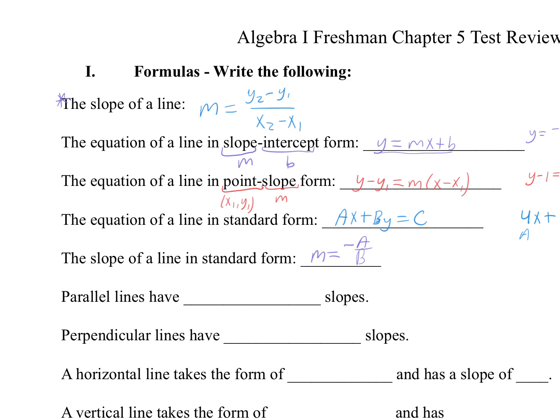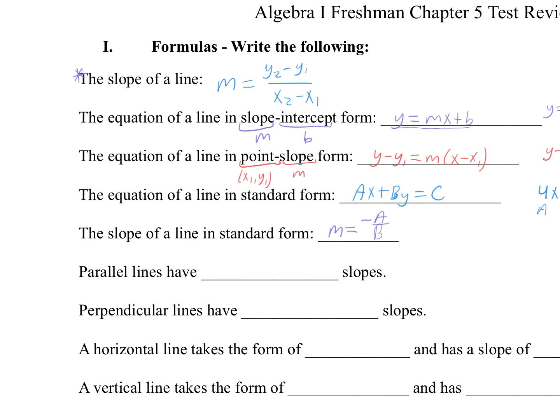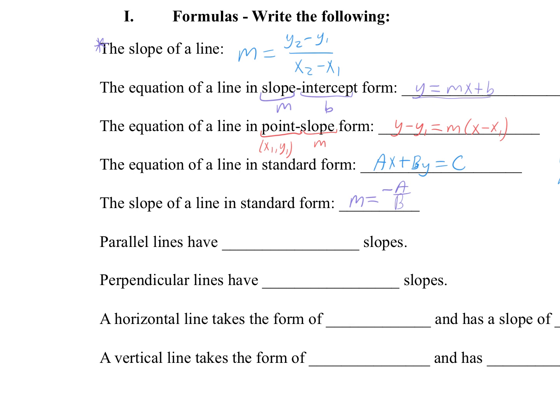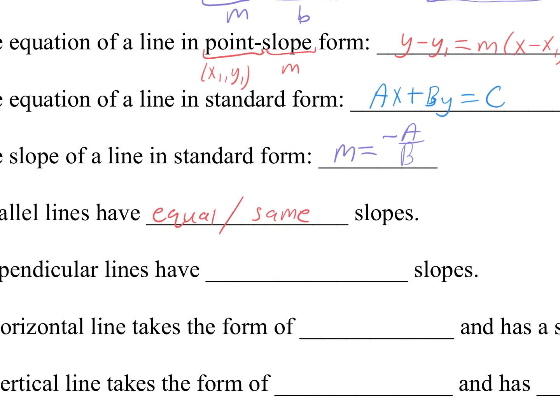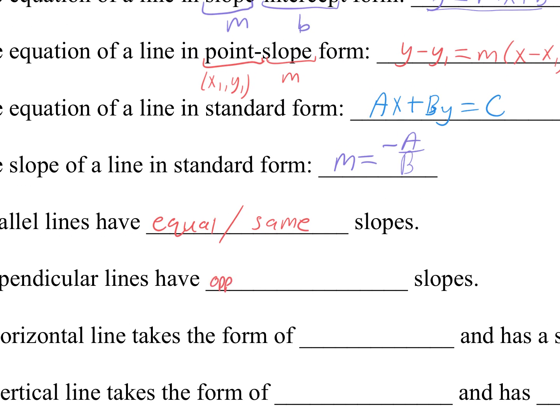All right, moving on to parallel and perpendicular lines. With parallel lines, they're going to have equal, or the same, slopes. It doesn't really matter how you say it, just as long as you know that they're going to be exactly the same. Parallel lines have equal slopes, the same slopes. Perpendicular lines have opposite reciprocal slopes.